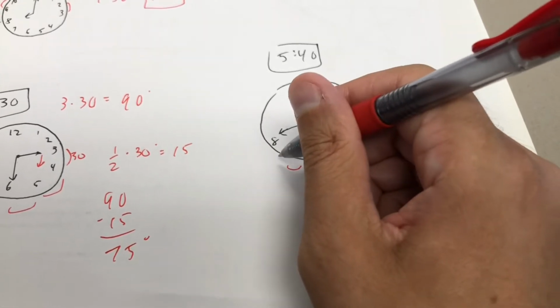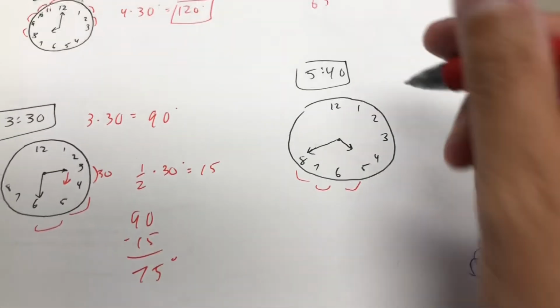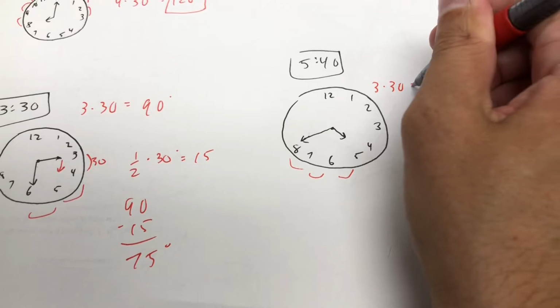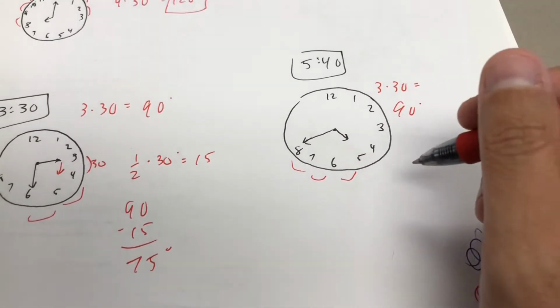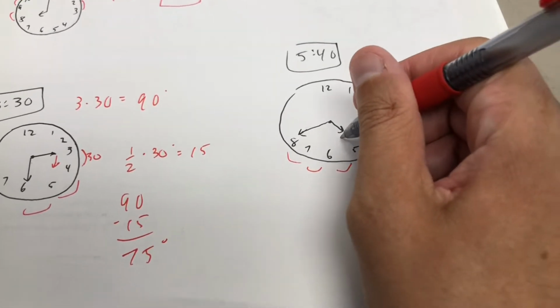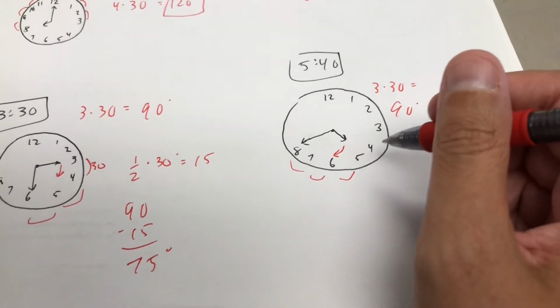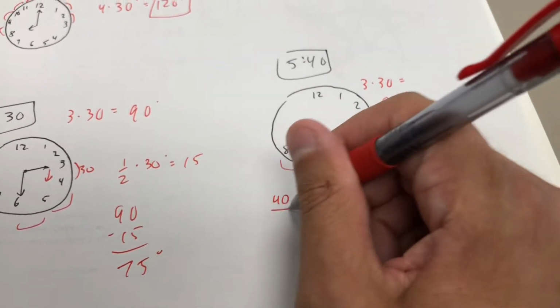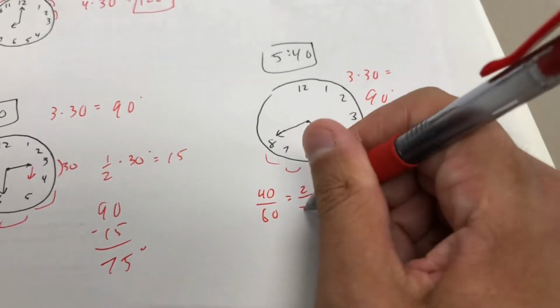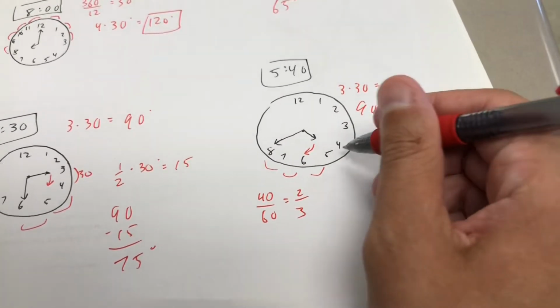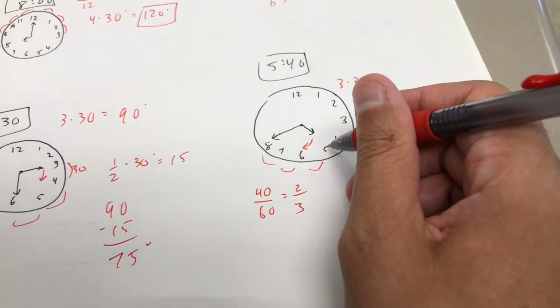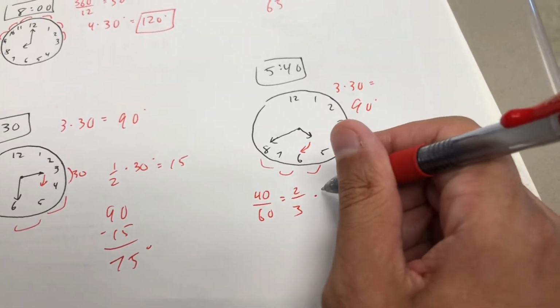Again, if everything was exactly where we want it, we could take 3 times 30 and get 90 degrees. However, this hour hand has moved a fractional part of the way between the 5 and the 6, okay? We are 40 minutes into the hour. The hour has 60 minutes. So we are 2/3 of the way into the hour, which means this hand has moved 2/3 of the way from the 5 to the 6.